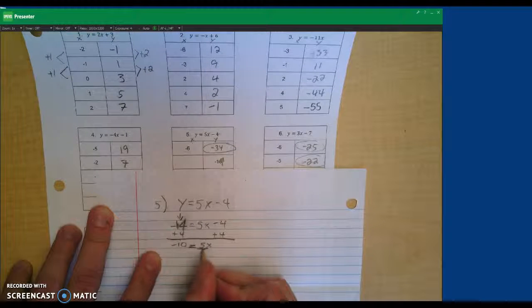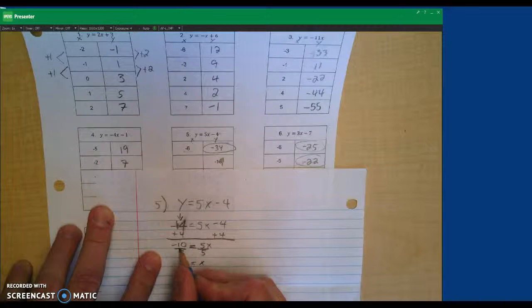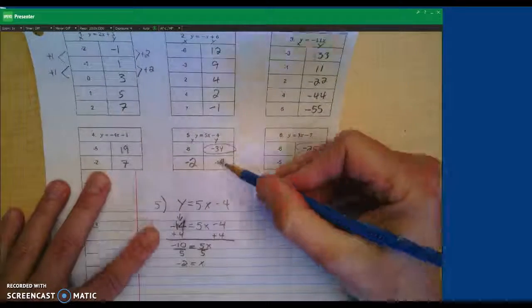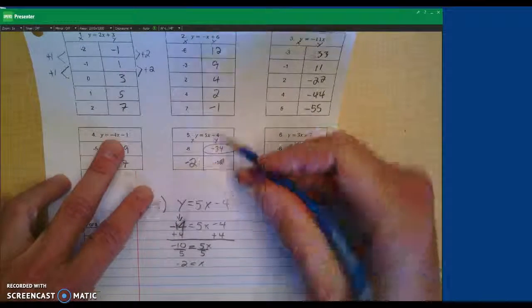So you finish this equation by dividing both sides by 5, and now you got x equals negative 10 divided by 5 is negative 2. So we worked backwards. We plugged in the y value, and we got the x value.